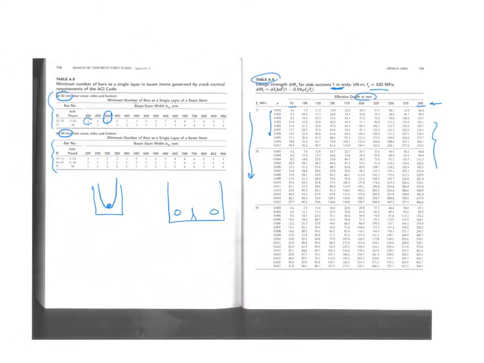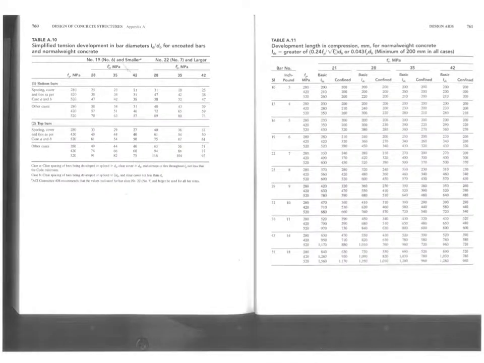Okay, what is the last one? Tension development in the bar, and this is not part of your development in compression. This is also not part of this. So forget those two until we get to the detailing chapters, and that concludes this design 8.